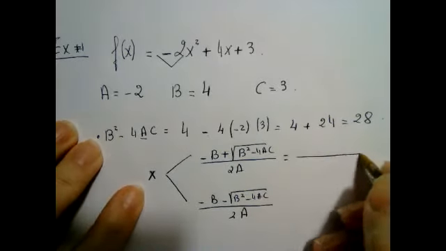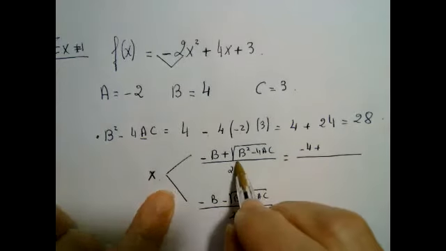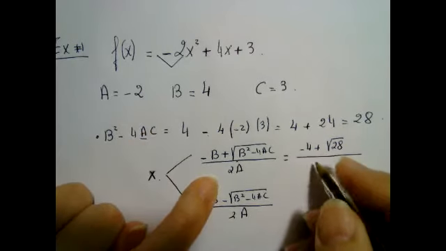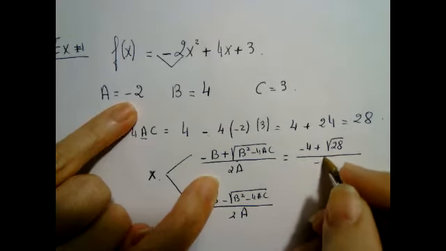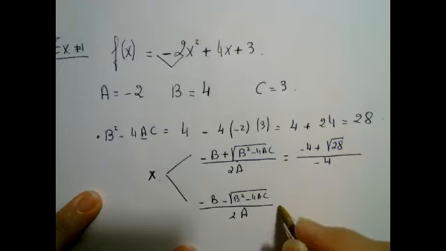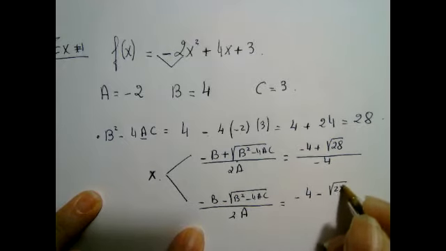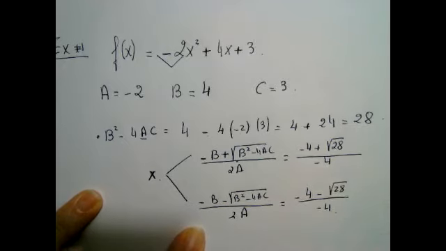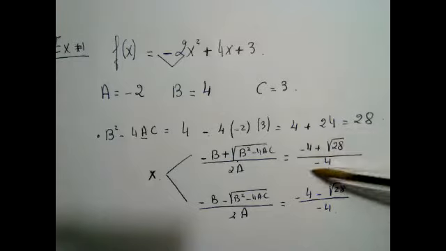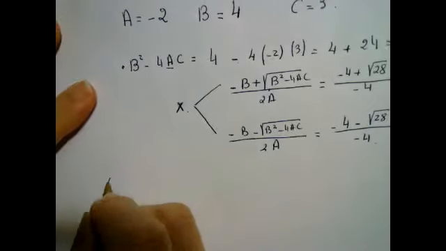Okay, so let's evaluate this. The first one is minus b, minus 4, plus the square root of b squared minus 4ac, which I computed to make things a bit easier, over 2a. My a is -2, so over -4. Okay, and we'll simplify this a tiny bit in a second. This would be -4 minus the square root of 28 over -4. Now, can I simplify this? It will be nice sometimes to simplify this expression a little bit.